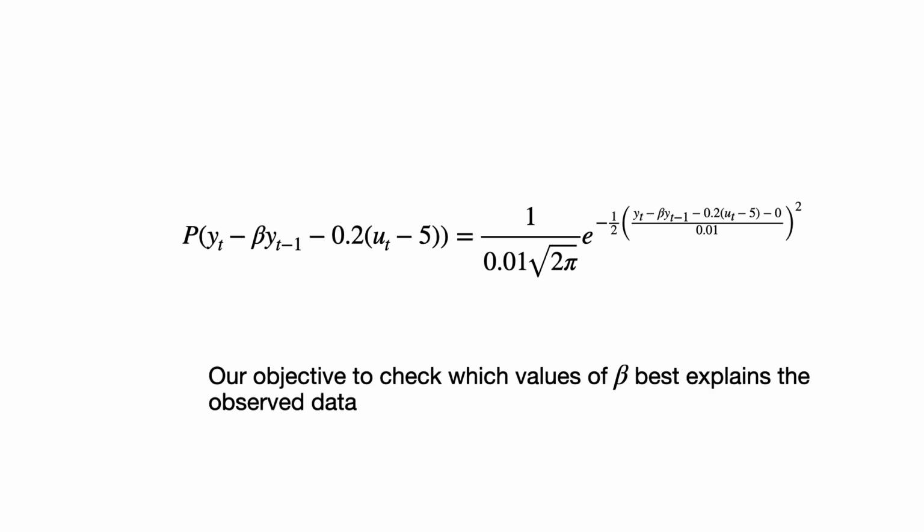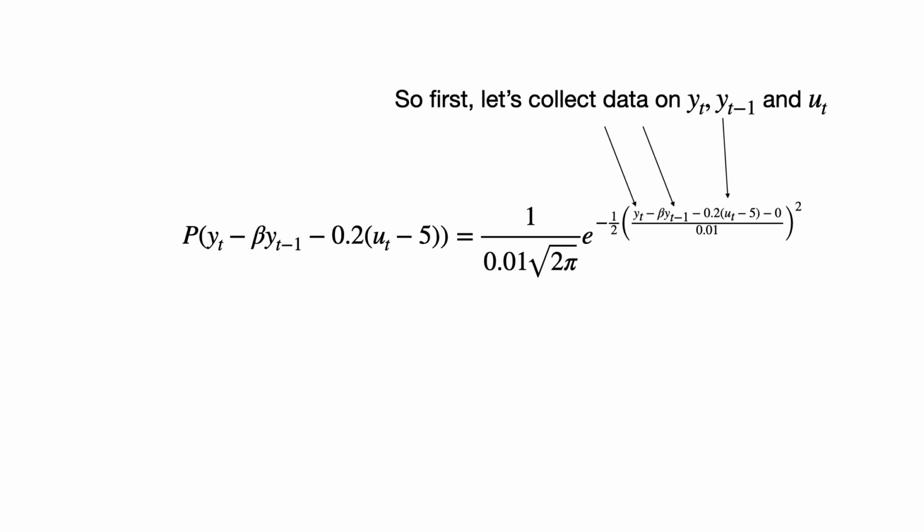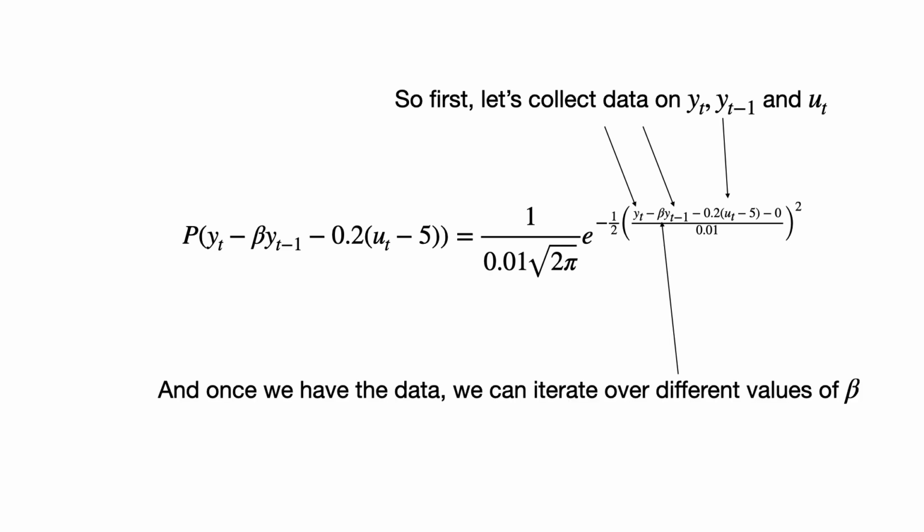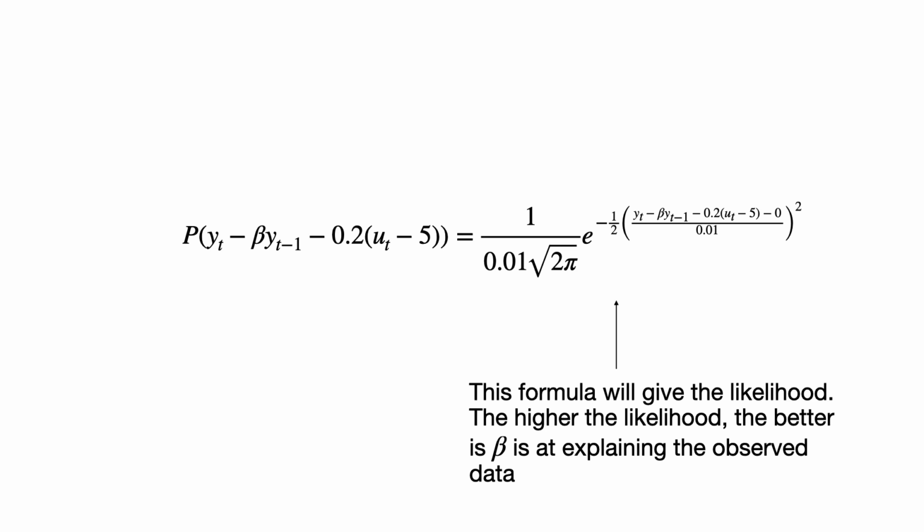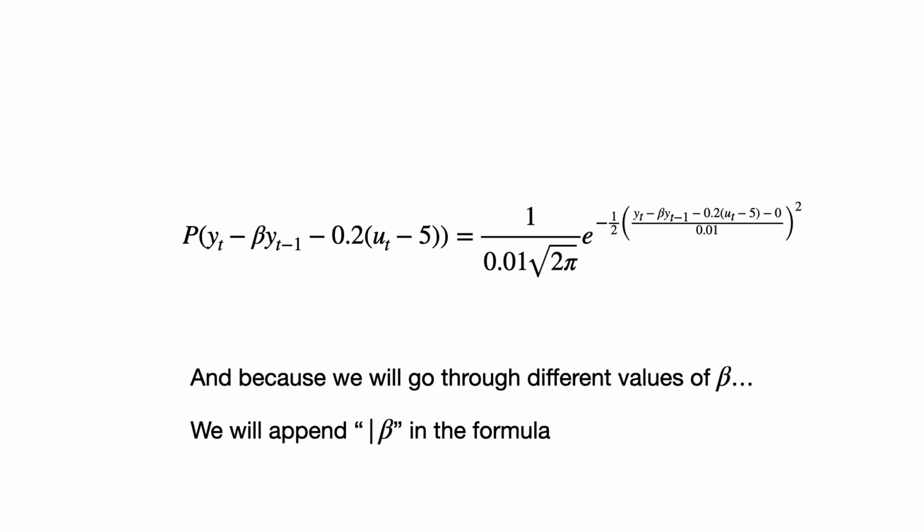Our objective is to check which values of beta best explain the observed data. So first let's collect data on yt minus 1 and ut, and once we have the data, we can iterate over different values of beta. The formula will give the likelihood. The higher the likelihood, the better beta is at explaining the observed data. And because we will go through different values of beta, we will append this symbol in the formula.